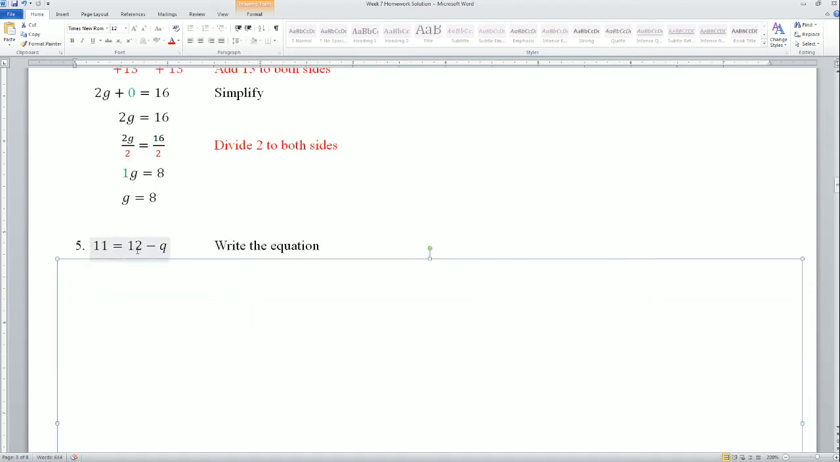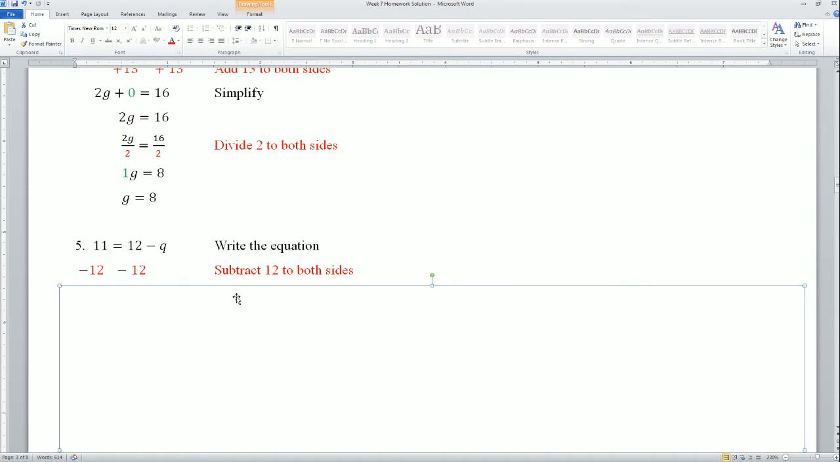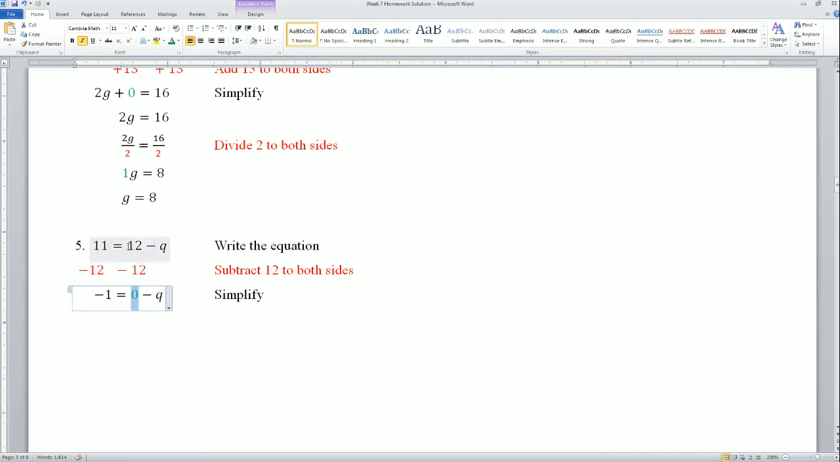Number 5, 11 equals 12 minus q. First step is always to write down the equation. What is the most outward thing? It's this 12 we have to deal with. So, subtract 12 to both sides. In that process, I get that identity element of 0. 12 minus 12 gets me 0. On my left hand side, 11 minus 12 gets me negative 1. It's negative 1 because it's negative 12 here.